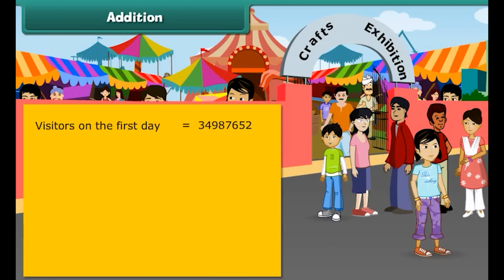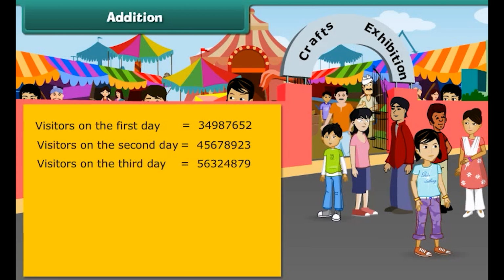Visitors on the first day is equal to 34987652. Visitors on the second day is equal to 45678923. Visitors on the third day is equal to 56324879.